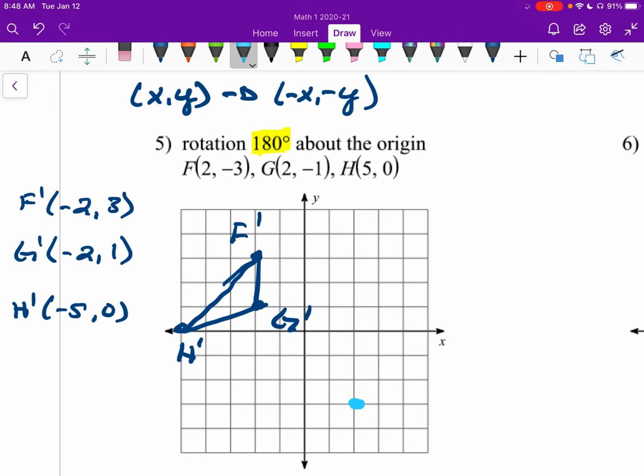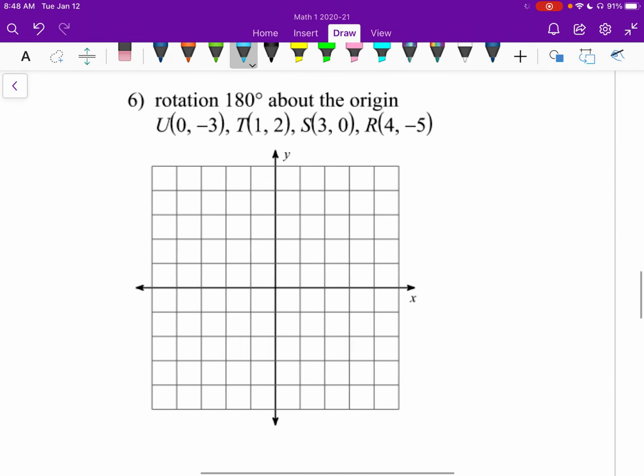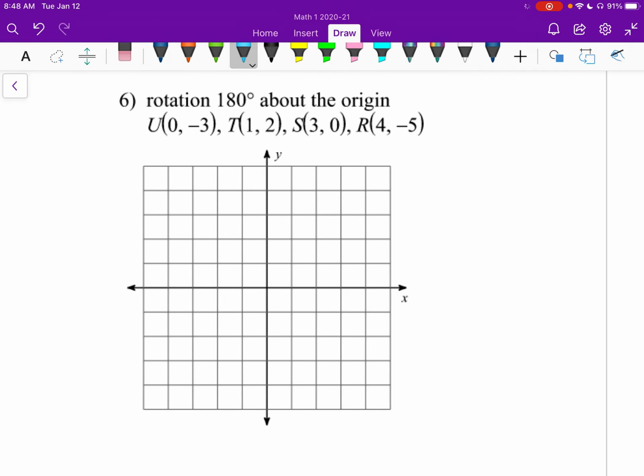This would be F, this would be G, and this would be H. And yeah, that looks good. All right, number 6, another 180-degree turn.